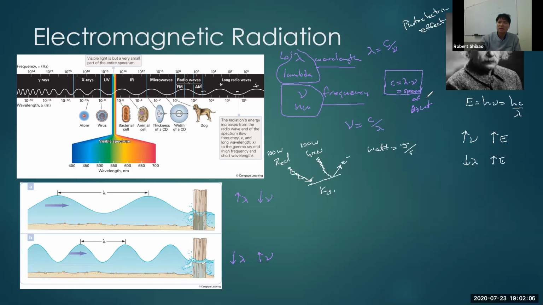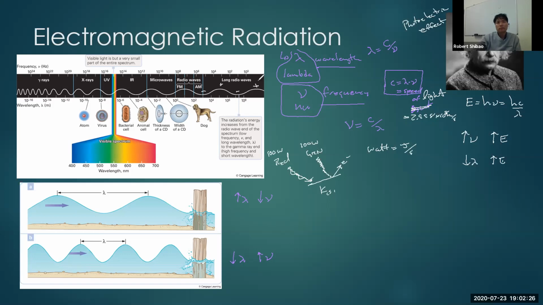Yeah, C is the speed of light, which is a constant, 2.998 times 10 to the 8 meters per second. That's what it is.